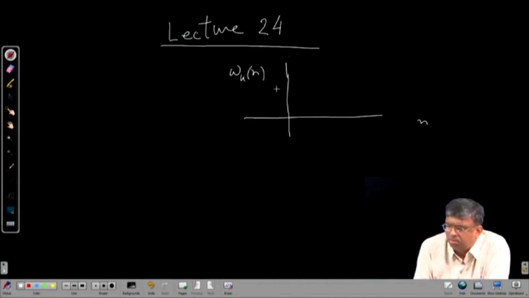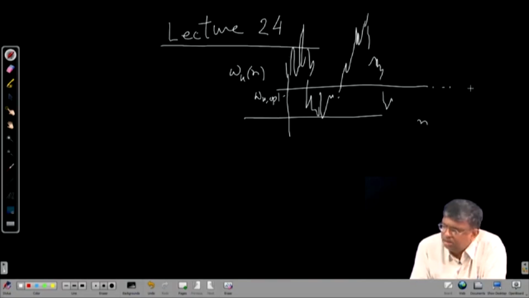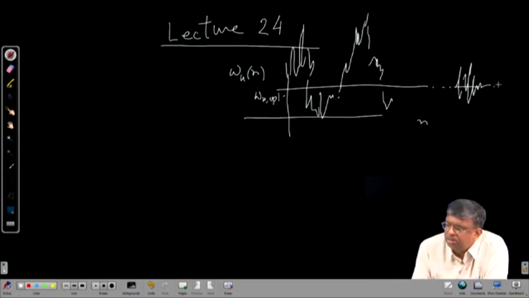Suppose w_k(n), and you are going through iteration, updating it via the LMS algorithm. I am considering a particular weight. Its optimal value may be here, w_k opt. Initially it will fluctuate in some region, but in the end it will be fluctuating around the optimal one. So, if you measure the mean of this w_k(n) at very large n, or as n tends to infinity, the mean will be the optimal weight.